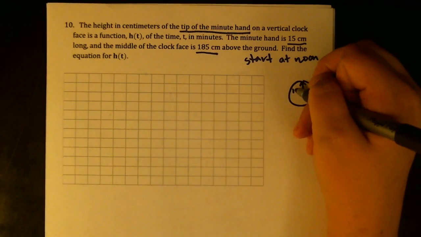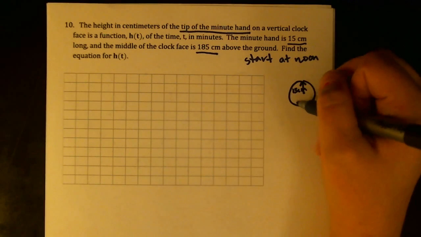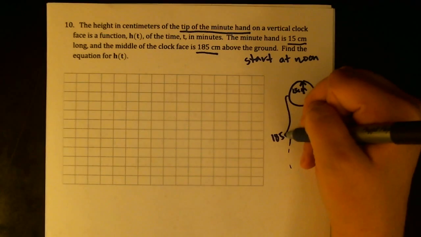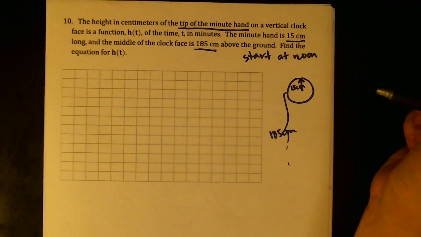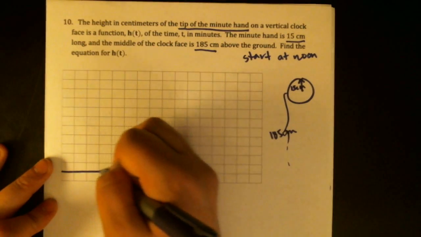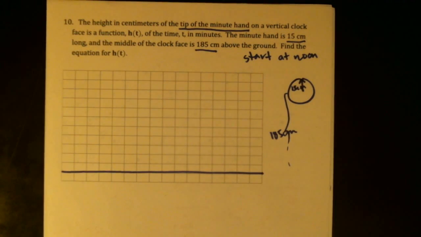Okay, so we know that the minute hand is 15 centimeters long, and we know that the middle of the clock face is 185 centimeters above ground. So this is what we're trying to translate over here. So let's just make this ground. And the very top of the clock is going to be 185 plus 15, so 200 centimeters.